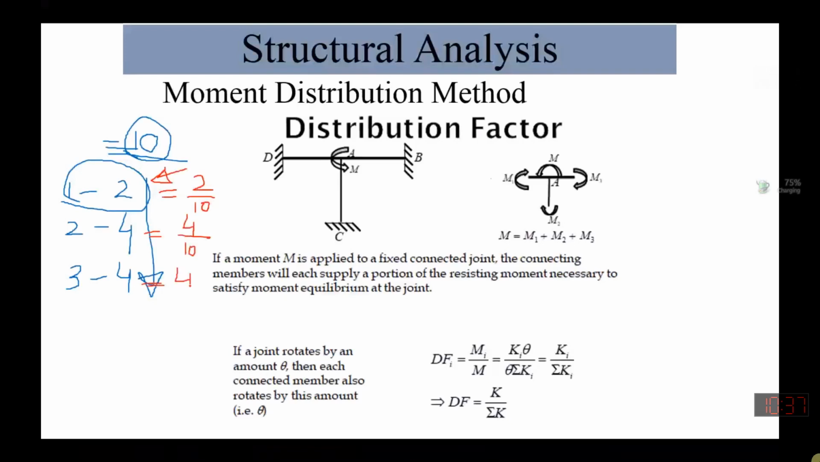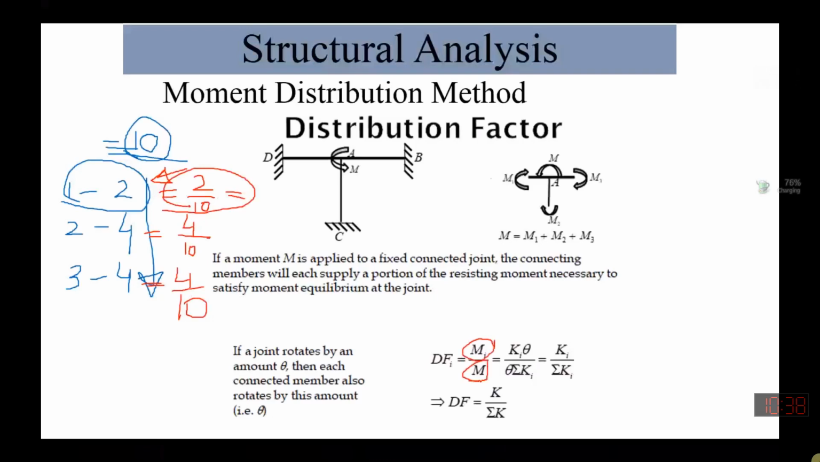Is it clear? Yes, sir. So it means I have distributed the individual amount divided by the total amount. The same is over here: the individual moment divided by the total moment. This is the distribution factor for each member.